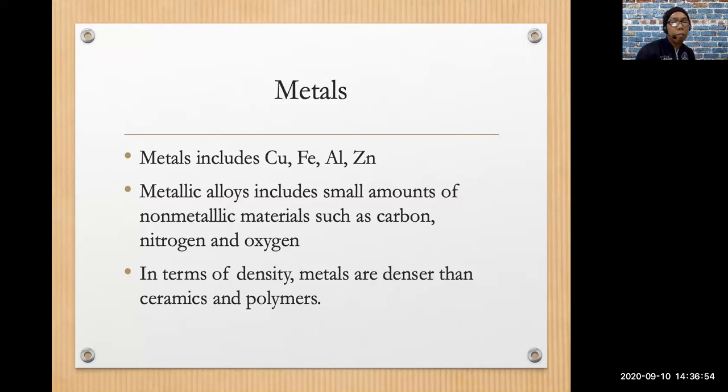In terms of density, metals are denser than ceramics and polymers. Di ba yung nabanggit natin yung basic classification ng materials, metal, ceramics, and polymers. So, pinaka dense dun is yung metal. Okay? Totoo naman, di ba? Based on your experience.